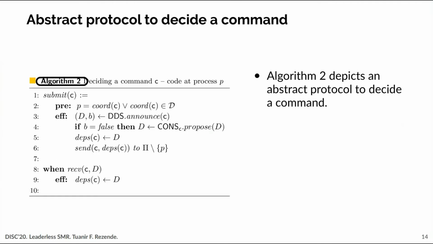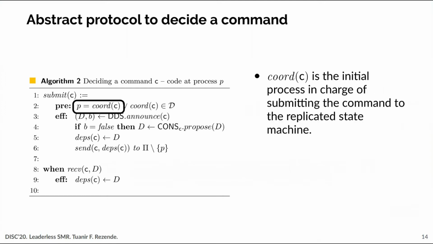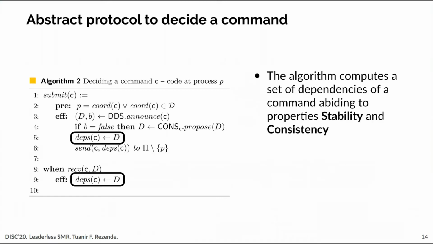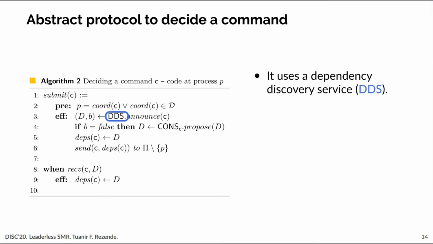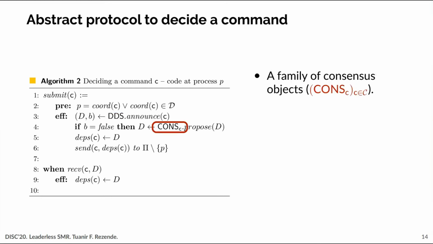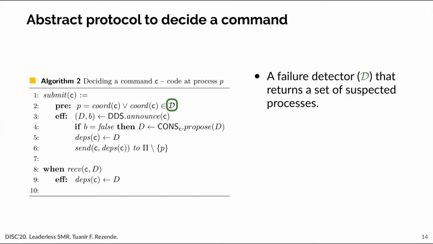One can see that algorithm 2 depicts the abstract protocol to decide a command. The coordinator of C is the initial process in charge of submitting the command to the replicated state machine. And in lines 5 and 9, we can see that the algorithm computes a set of dependencies of a command abiding to the properties stated previously, stability and consistency. It uses a dependency discovery service in line 3, the DDS, and a family of consensus objects that is instantiated for each command in the set of commands. We can see this in line 4. And a failure detector D that returns a set of suspected processes.